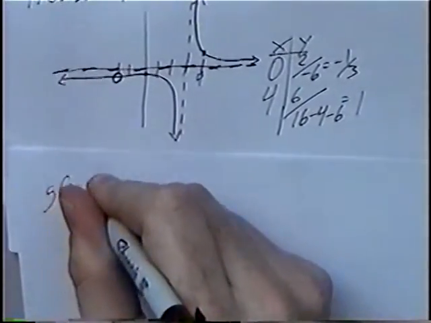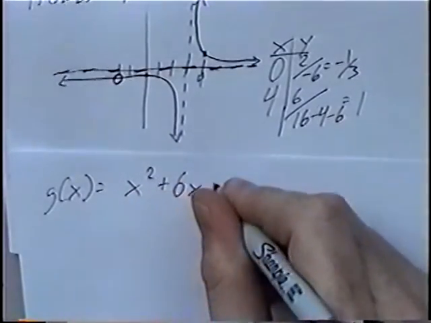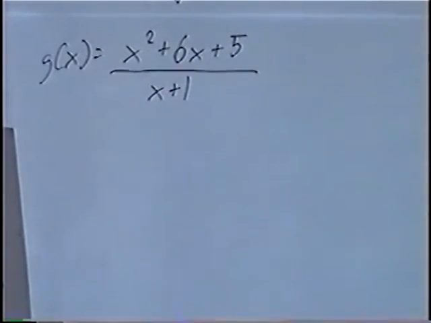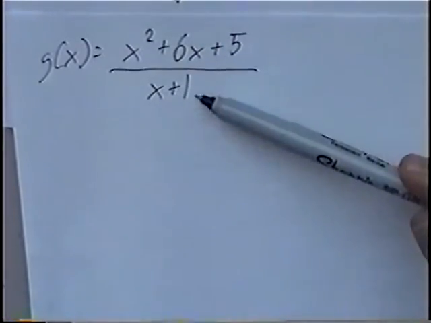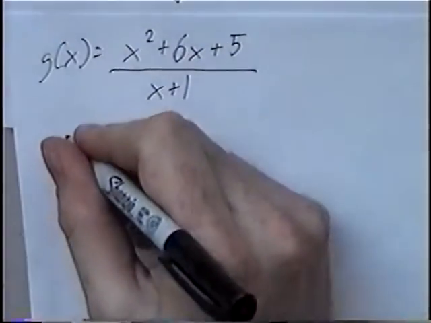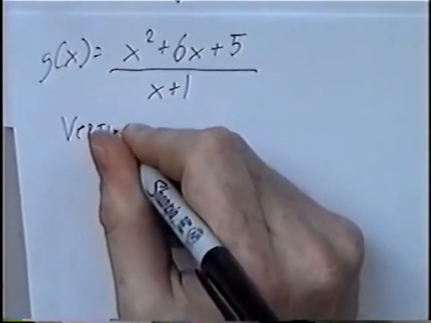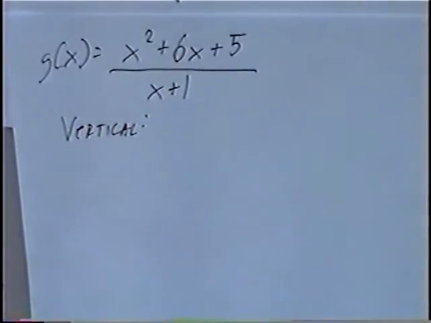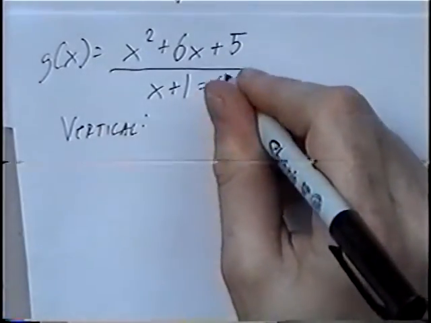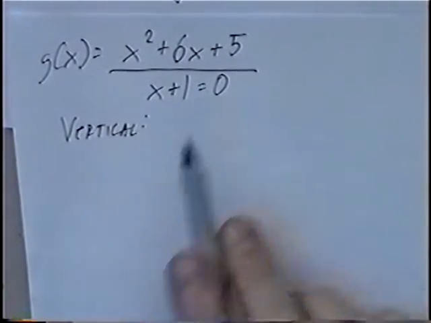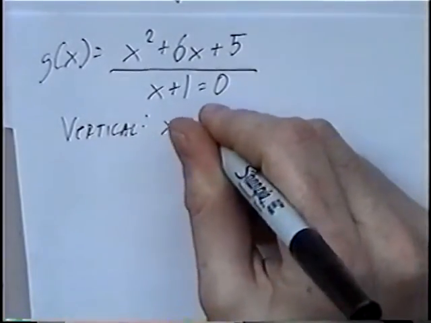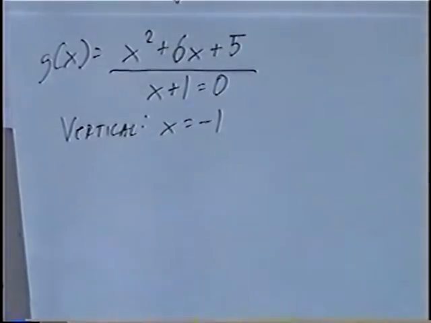Second question and last question for the section. G of x equals x squared plus 6x plus 5, all divided by x plus 1. Again, graphing this rational expression where we have variables, or x's, for the numerator and denominator, we can find the vertical asymptotes. Vertical again is where the denominator will be equal to 0 or undefined. x plus 1 equals 0. Solving x plus 1 equals 0, we will have x equals -1.